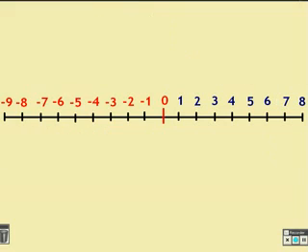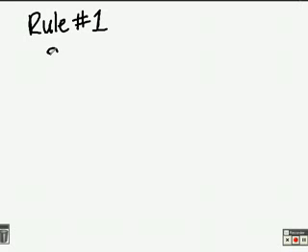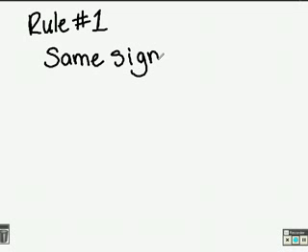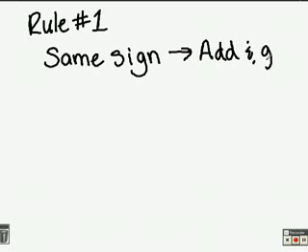Let me go ahead and turn that back to what it was. Rule number 1 says, like I told you in class, it's really cool that we can show you how to do this with a number line, but you're going to want to know the rules because we don't have number lines in our pockets, do we? Okay, so rule number 1 says if it's the same sign, you add and give it that sign. So give the answer that sign.